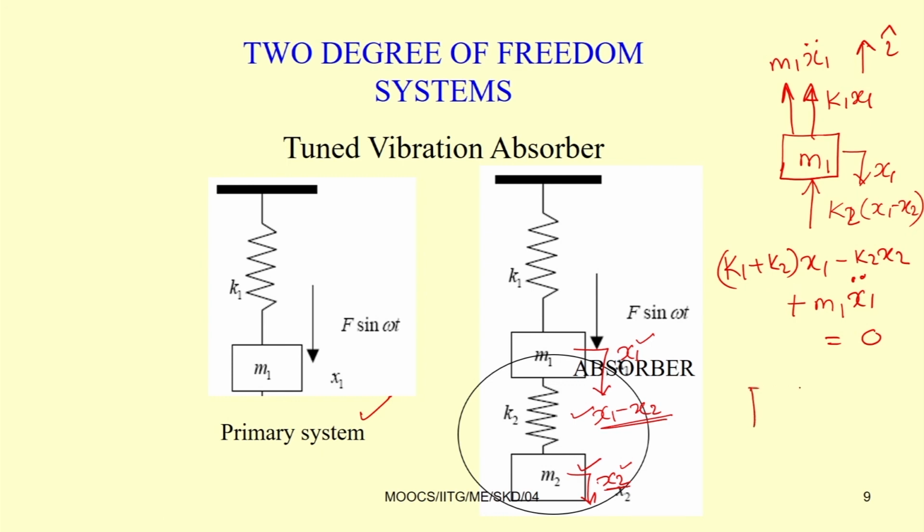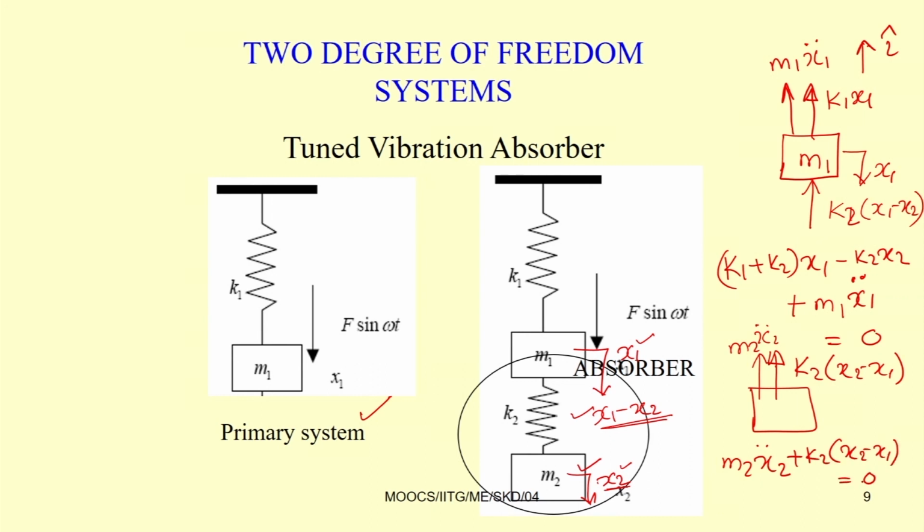Similarly, now for the second mass, only the spring force is acting. The spring force can be written as k2 into (x2 minus x1). It could have been in the downward direction, k2 into (x1 minus x2), or in the upward direction, k2 (x2 minus x1). Similarly, adding the inertia force m2 x2 double dot, we can write the equation m2 x2 double dot plus k2 (x2 minus x1) equal to 0. This way, by drawing the free body diagram, we can write down the equation of motion.